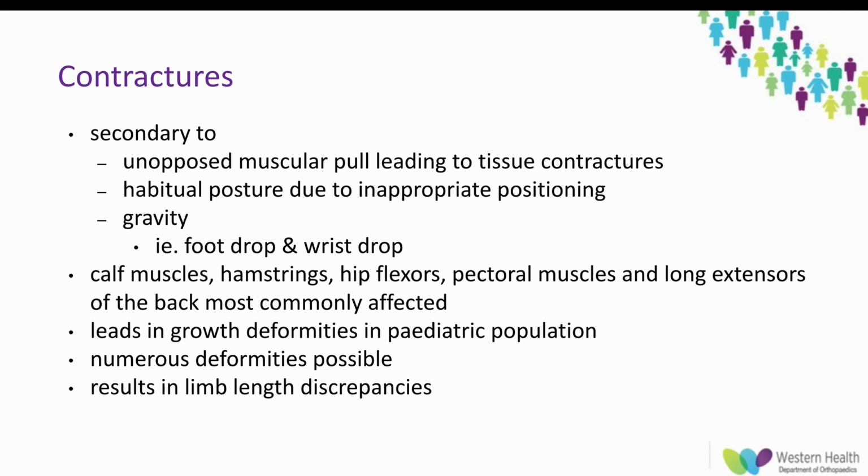The other thing to note is that gravity also contributes to contractures. So this is, for example, in the case of a foot drop or a wrist drop. The muscles that are most commonly affected are the calf muscles, the hamstrings, the hip flexors, the pectoral muscles, and the long extensors of the back. The soft tissue contractures can lead to growth deformities in the pediatric population. There are numerous deformities possible, and due to the contractures, it can lead to limb shortening, which results in limb length discrepancies.